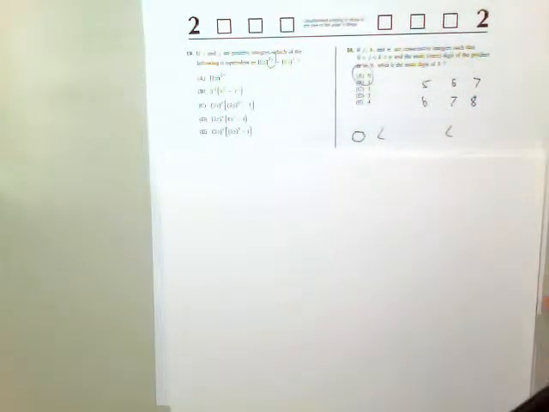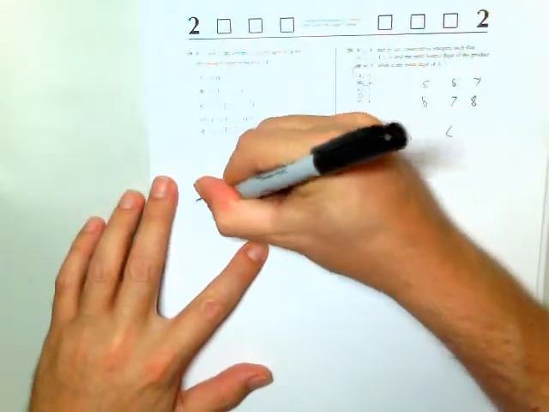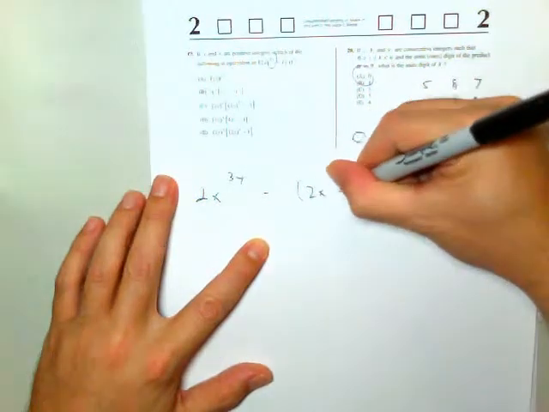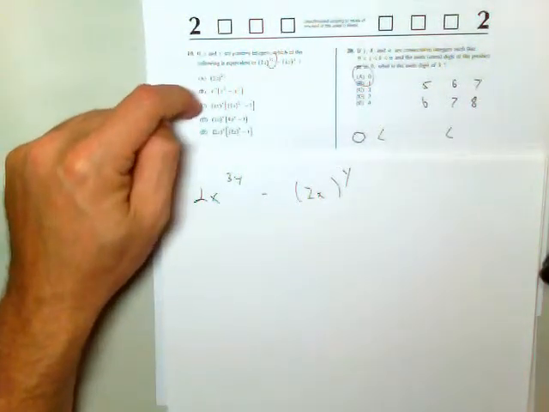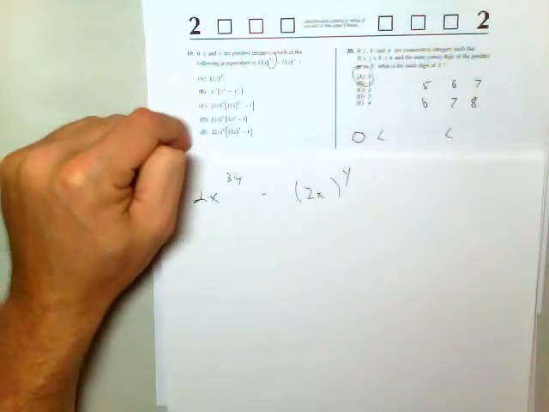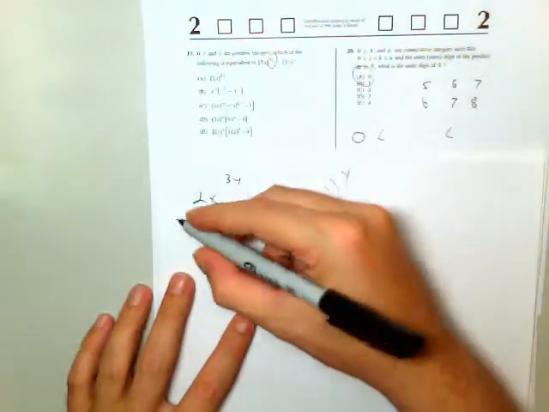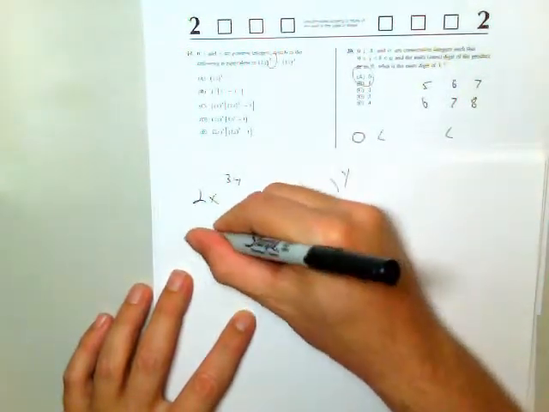X and y are positive integers. If that's true, which of the following is equivalent to 2x to the 3y minus 2x all to the y? Now, I can tell from this B is sort of the odd one out. All the other ones, well, so is A. C, D, and E all factor out 2x to the y.